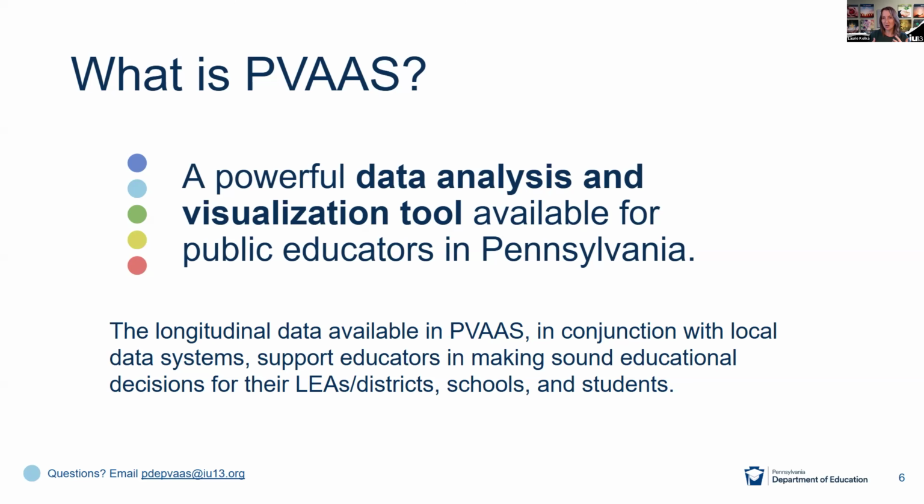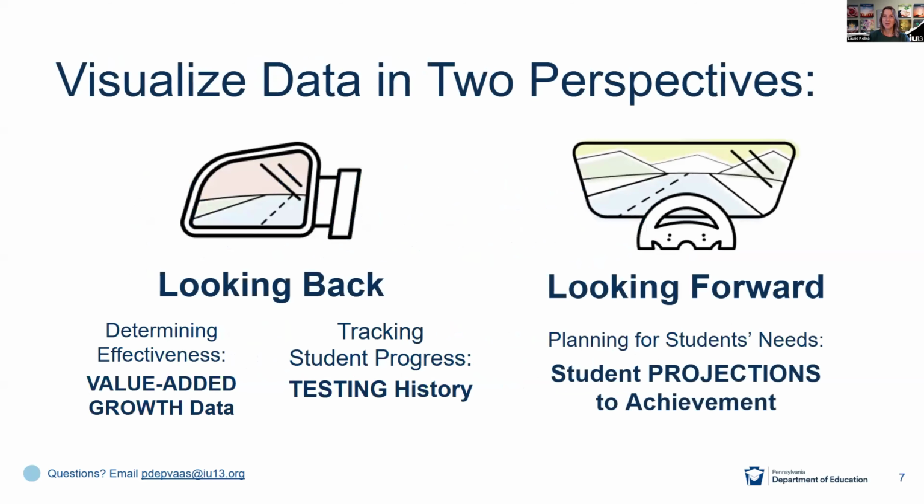That's going to be your data over time. What's in PFAS is really two big buckets of data. We have the data that we call in PFAS the looking back data, and this analysis is on assessments that your students have already taken. So last year, your students took PSSAs. Last year, they took Keystones. Maybe they have also taken local assessments like Acadian, Study Island, AimsWeb, MAP, STAR, iReady, IXL, those types of things.